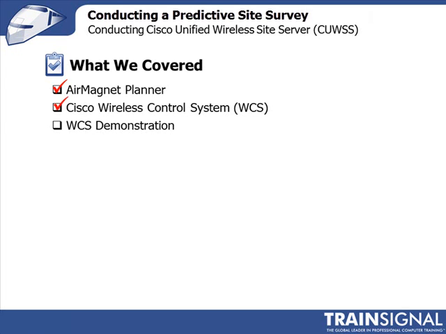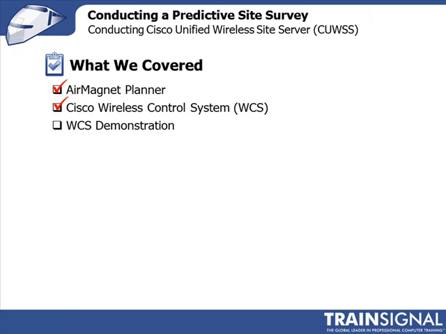We then talked about using the Cisco wireless control system for doing a planning. And again, this can be a good way to go. It certainly saves a bit of cost if you're already investing into the wireless control system. It's perhaps not got as many options and is perhaps not as accurate, I think, as the Air Magnet Planner, in my personal opinion, but it's still a good tool to use.